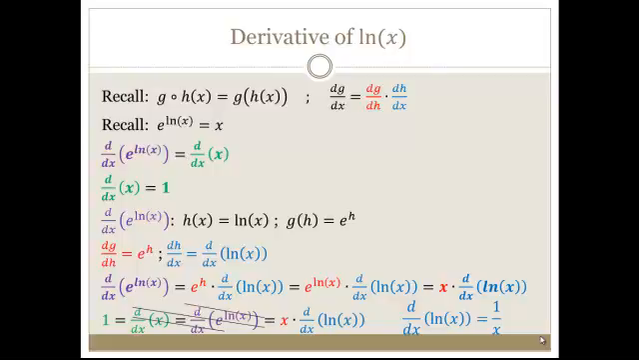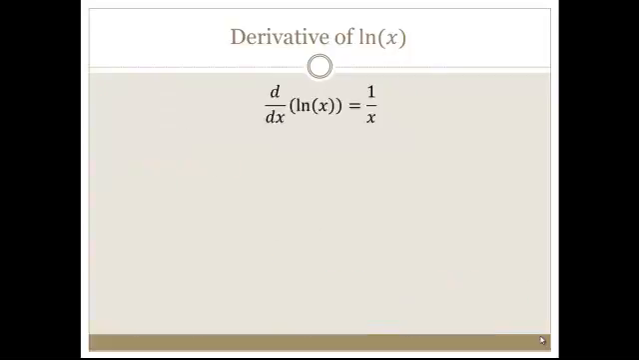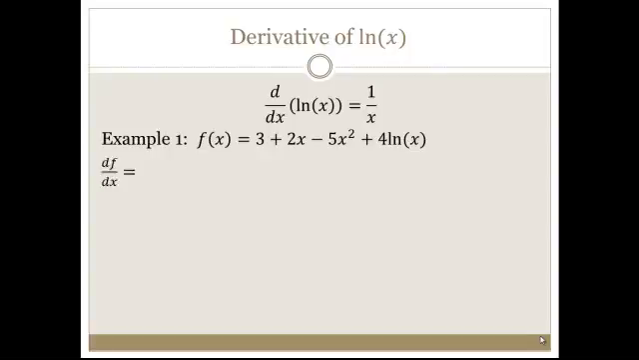Again, we have just found that the derivative of the natural log of x is 1 over x. Let's use our newfound information that the derivative of the natural log of x is 1 over x to compute an example. Let's look at the function f of x equals 3 plus 2x minus 5x squared plus 4 times the natural log of x.